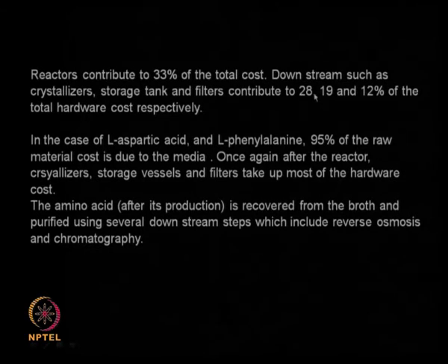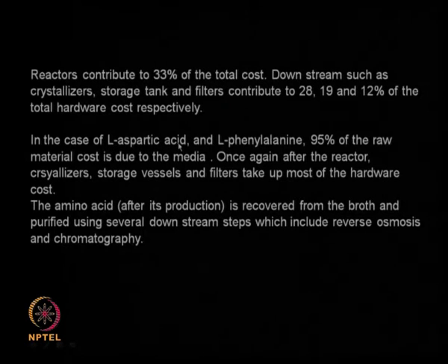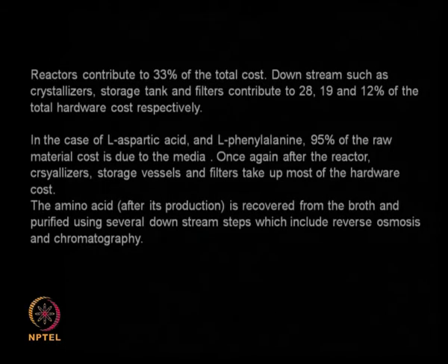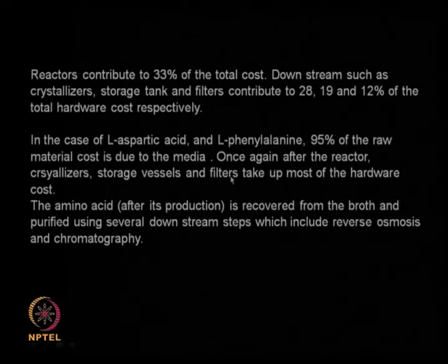So you see, once you know the contribution of cost by each of the hardware units in the downstream, if you can reduce the size of the unit, obviously you are able to reduce the cost of the entire plant. In L-aspartic acid as well as L-phenylalanine production, 95% of the raw material cost is due to the media. So if you can optimize the media efficiently, you can reduce the operating cost in the manufacture of L-aspartic acid and L-phenylalanine. Once again, reactors, crystallizers, storage tanks and filters contribute the maximum in the overall hardware cost.